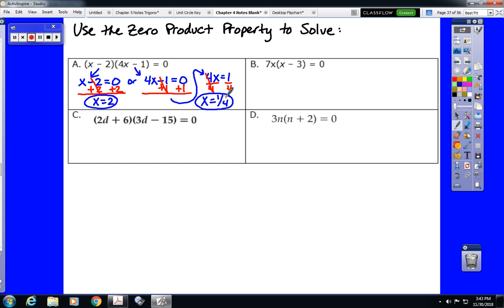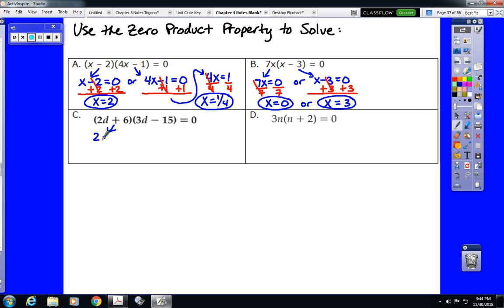We'll do a couple more examples here so that we can see this a few more times. So on letter B, we have two factors, 7x times the quantity x minus 3 equals 0. This means that either 7x equals 0 or x minus 3 equals 0. So we would start by solving the first equation by dividing each side by 7, which would give us the solution x equals 0, or on the other equation we would add 3 to each side of the equation, which would give us the solution x equals 3. So the solutions to that equation would be x equals 0 or x equals 3.